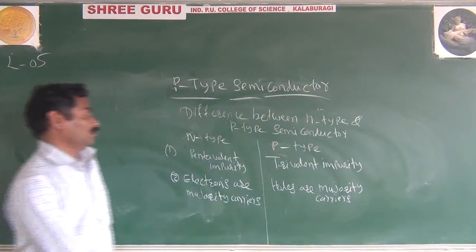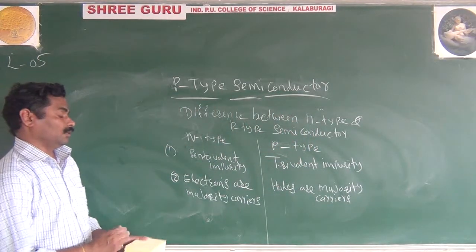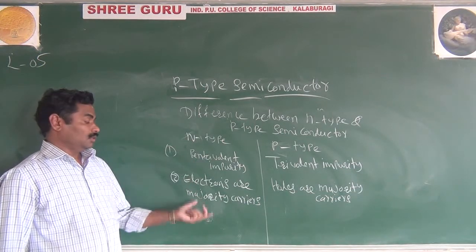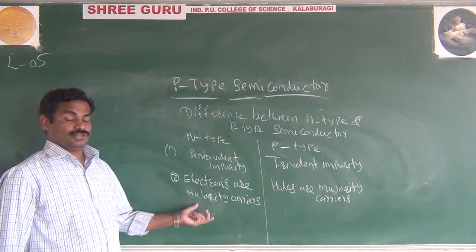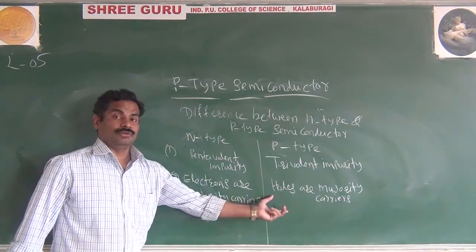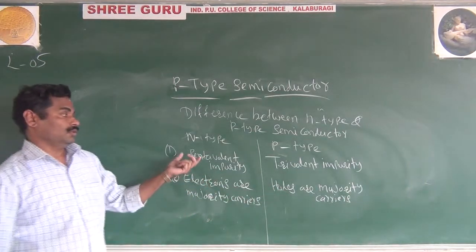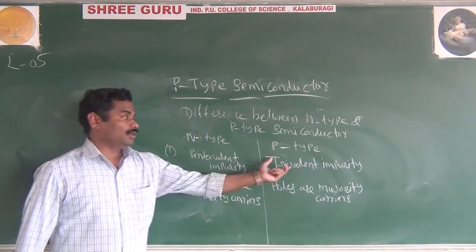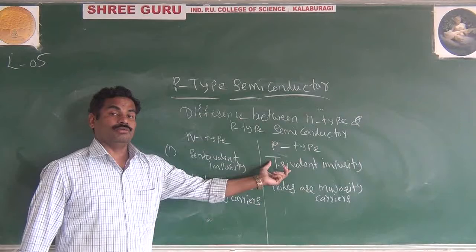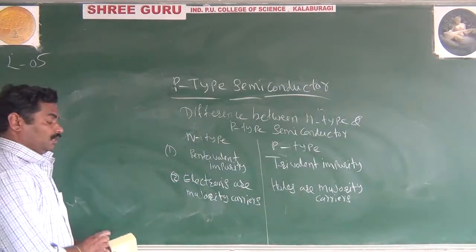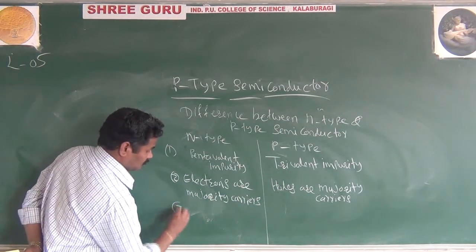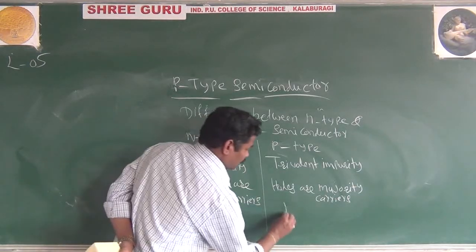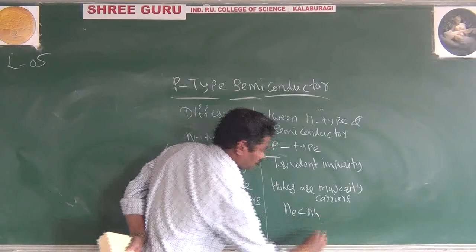And also, as usual, we know in the N-type semiconductor the density of electrons is more, and here the density of holes will be more. In N-type semiconductor the density of electrons is very high, and here the density of holes is very high. Here Ne is greater than Nh. Here Ne is less than Nh.